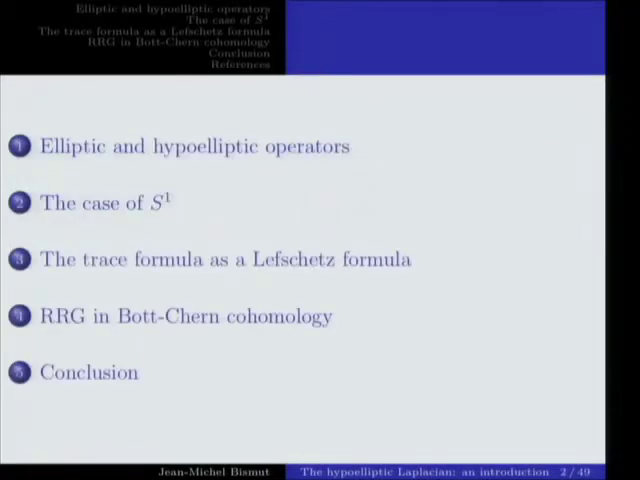So here is the organization of the talk. First of all, elliptic versus hypoelliptic. I will explain briefly what hypoellipticity is. I will review the case of S1. Then I will move to the trace formula as an example of application of the concepts and ideas coming from this. Then I will review a proof of the Riemann-Roch-Grothendieck theorem in Bott-Chern cohomology, which is more algebraic geometry oriented. And then I will give a conclusion.